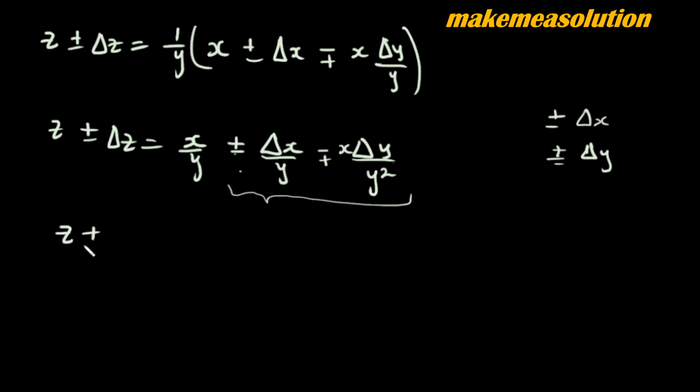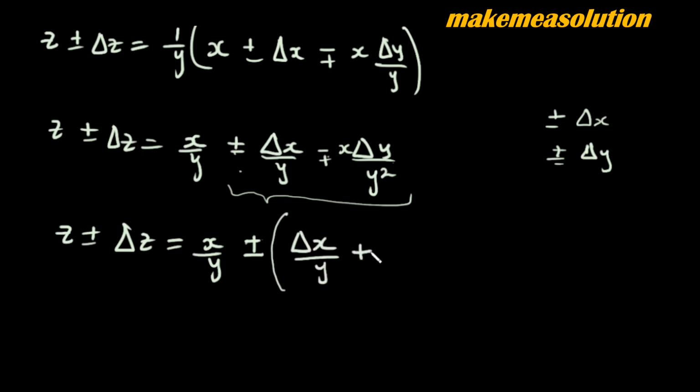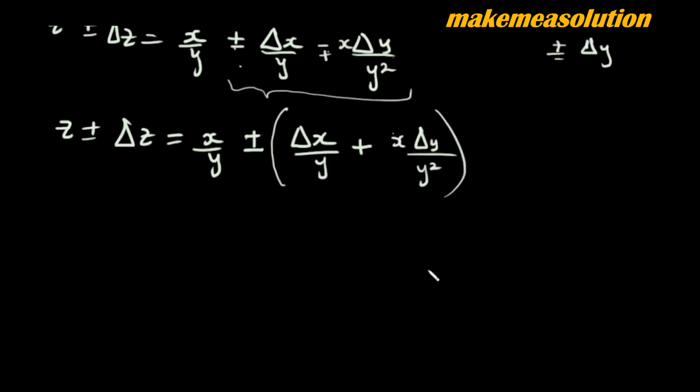So z plus or minus delta z is equal to x over y. So what I'm saying in essence is that I can actually replace these two signs. I can just collect a single plus or minus to represent them. So I can now have this guy over here as delta x over y, then plus x delta y over y squared. Is that okay? So check this out.